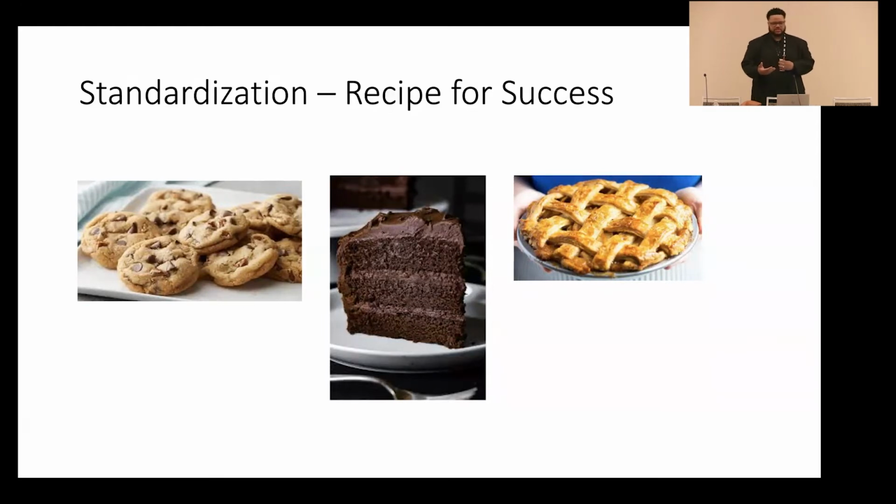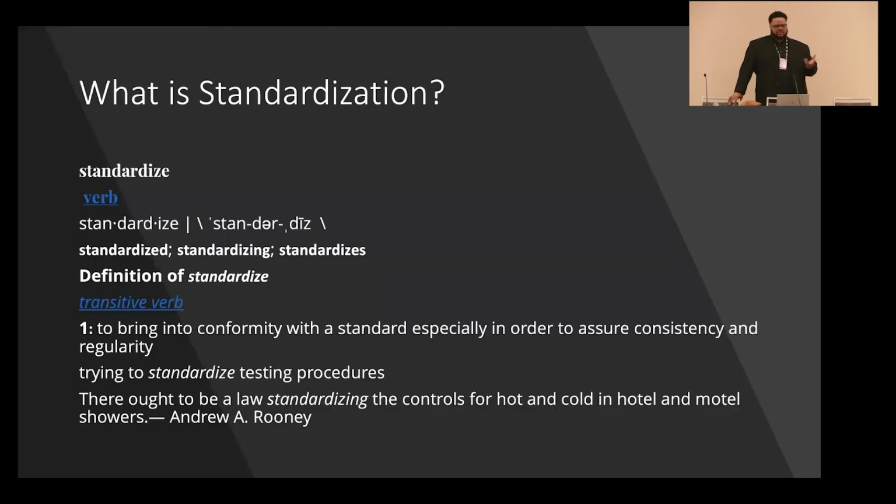But the whole point is that when we talk about standardization, you've got to have the right recipe for success. So what is standardization? Standardization is to bring it to conformity with the standard, especially in order to assure consistency and regularity. And when trying to make those chocolate chip cookies, that did not happen. There was no conformity. There was no consistency, especially with the taste.